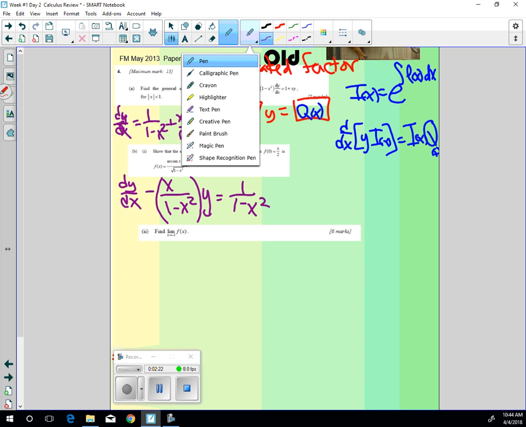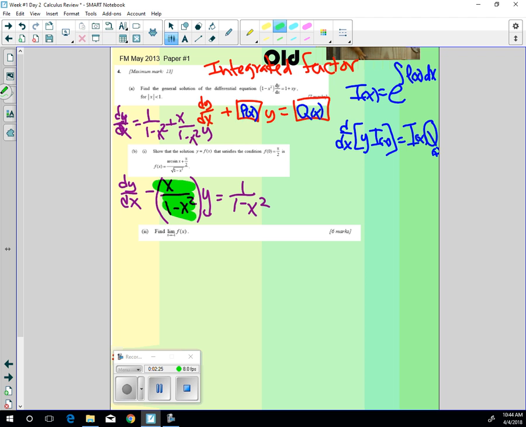This is what? That's p of x with the negative. This is q of x. So p of x is equal to negative x over 1 minus x squared, and by the way, this negative is going to be helpful. And q of x is going to be 1 over 1 minus x squared. This all looks quite horrible, but it's not.